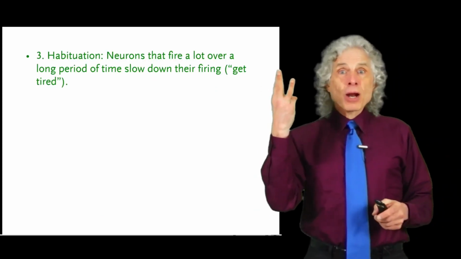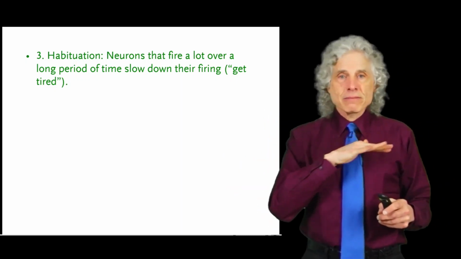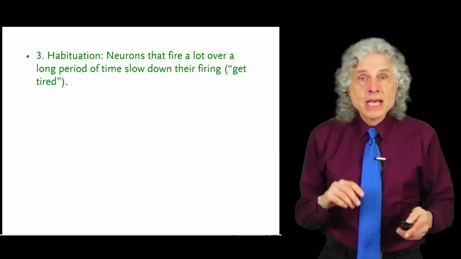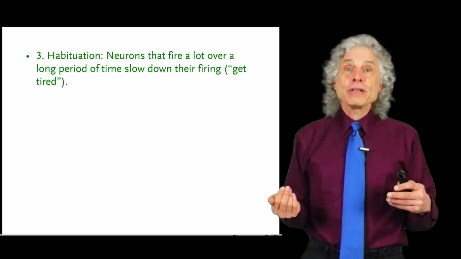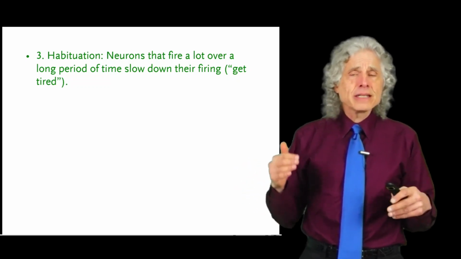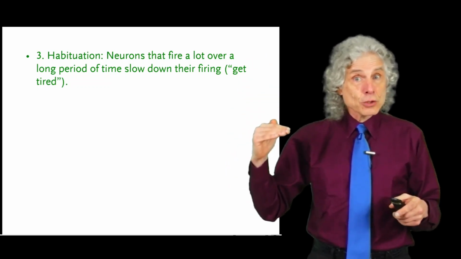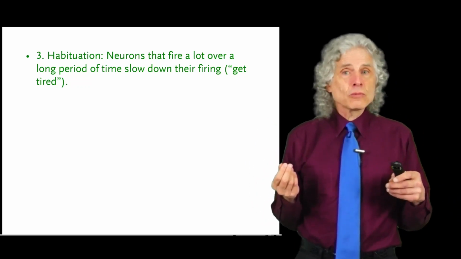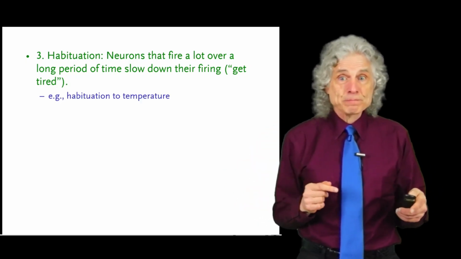Okay, third property of neural circuitry that will explain some of our consciousness. Again, very common in all of our sensory systems in virtually all organisms. This is called habituation. Namely, neurons that fire a lot over a long period of time tend to slow down their firing rate. You can think of it as getting tired. They're not literally fatigued, but when they're constantly stimulated, they bring their rate back down to baseline. It's another example of how your nervous system really gets bored with things that are the same, but is very attentive to things that change.